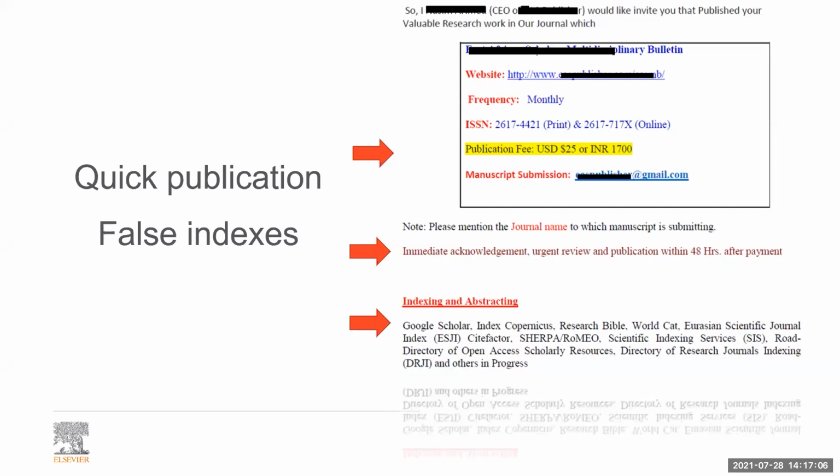Also here, referring to multiple indexing and abstracting services like Google Scholar, which is not an index, it's a search engine, Index Copernicus, Research Bible, WorldCat, exactly. Here, for example, so many almost made up names and made up sources are listed as indexing and abstracting, and this is to mislead the researcher to think this is a prestige journal, perhaps. Then there is a very upfront indication of the publication fee, mentioned in US dollars.